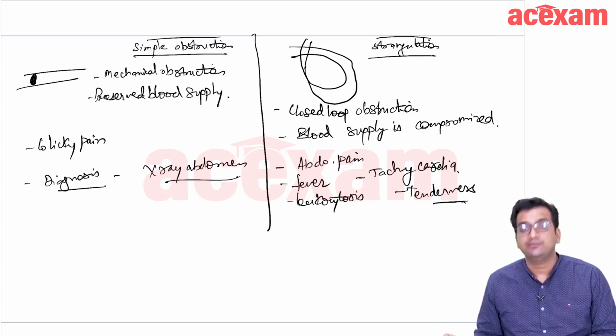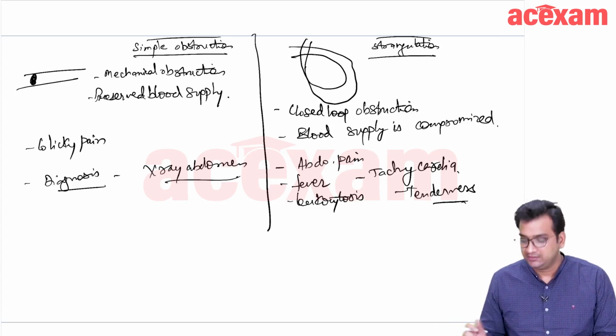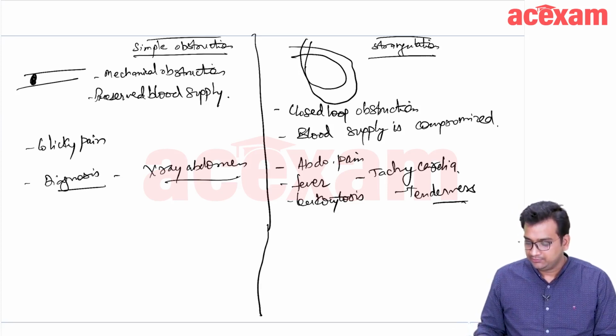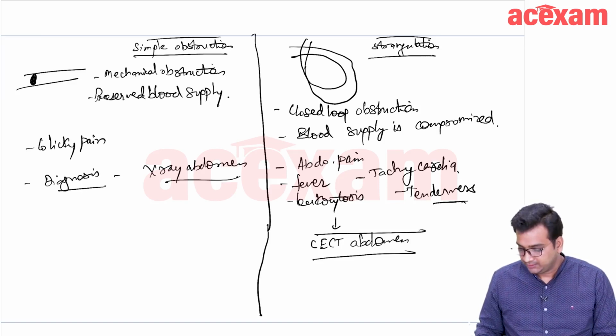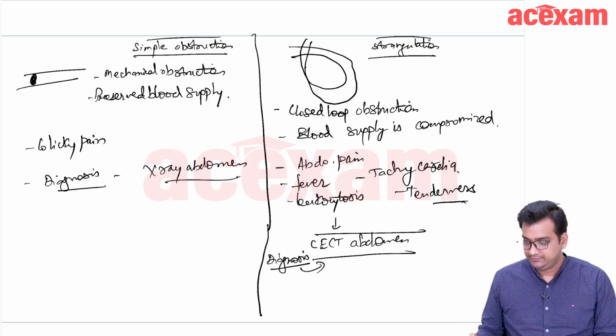In case there is presence of fever, tachycardia in a patient with intestinal obstruction, then rather than going for X-ray abdomen, we should straight away go for a CT scan. We may find ischemia or pneumatosis or gangrene in the small intestine, and then we should go for urgent surgery. Okay.